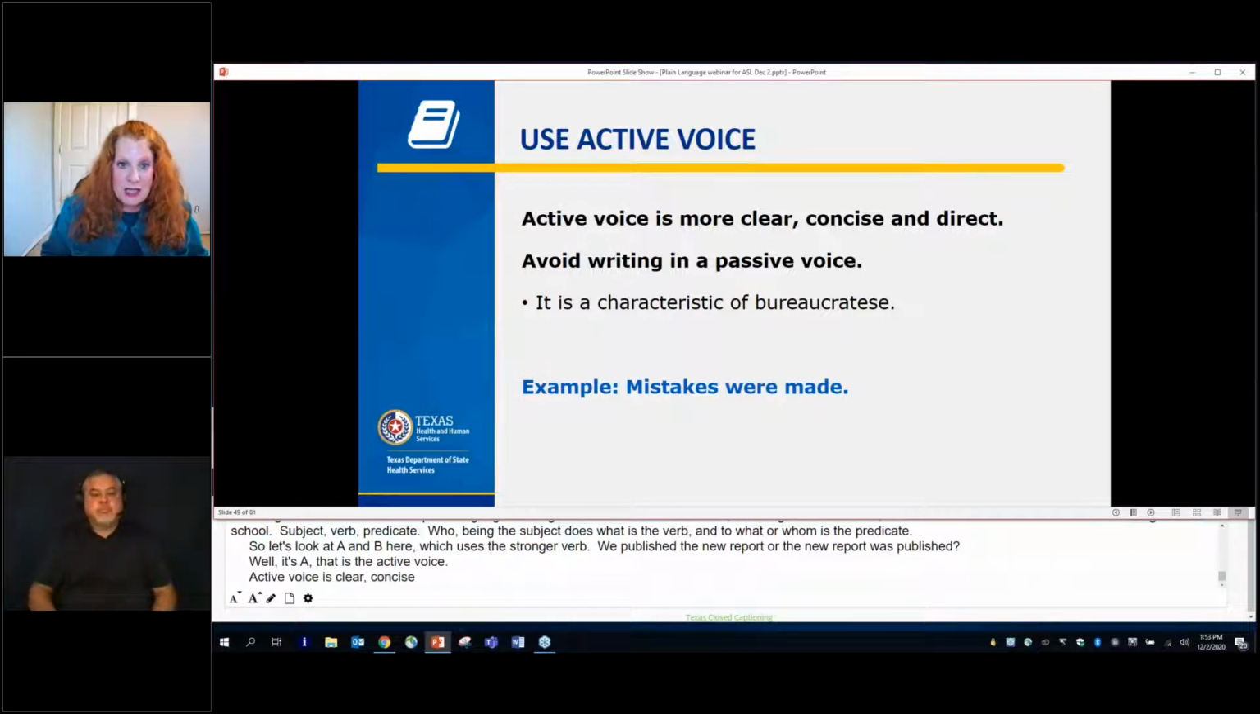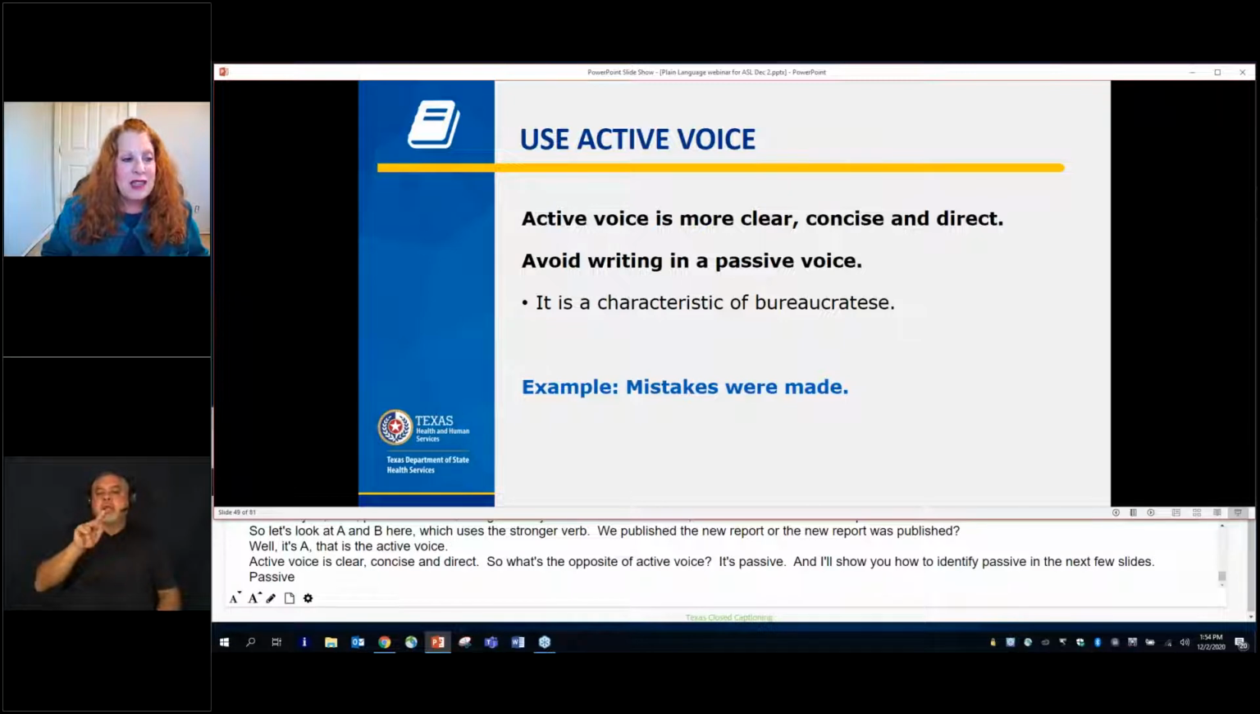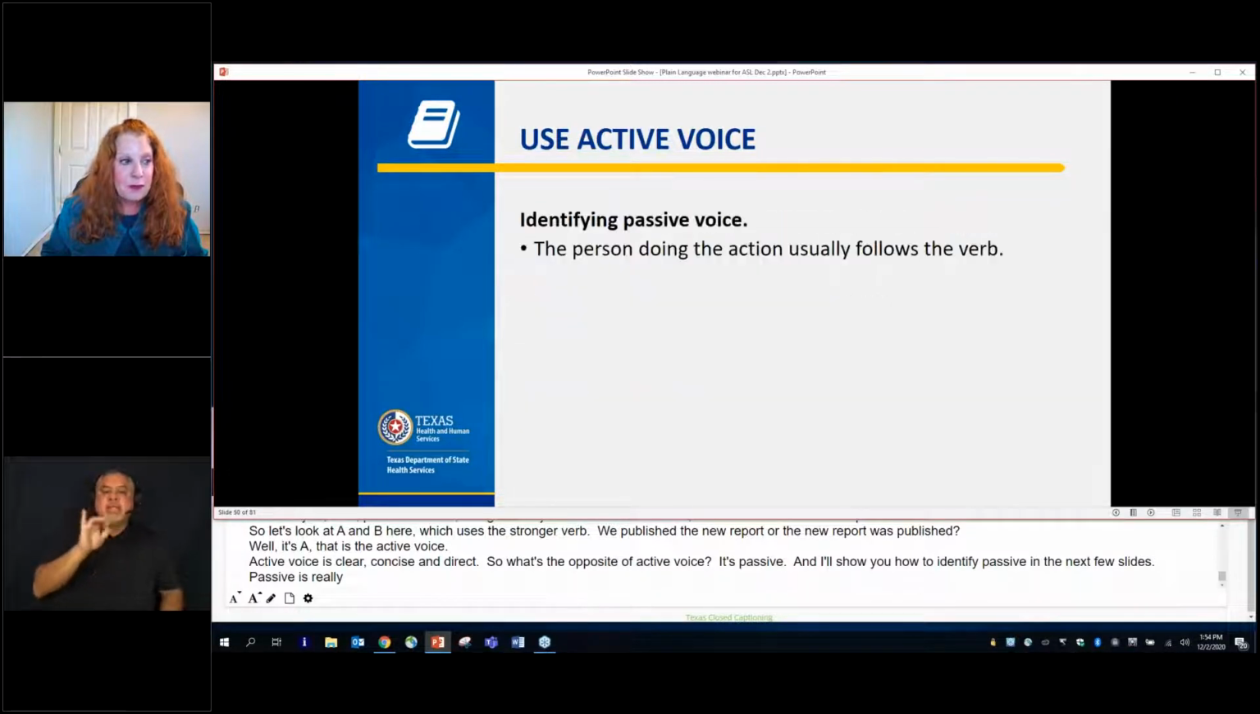So what's the opposite of active voice? Well, it's passive. And I'll show you how to identify passive in the next few slides. Passive is really characteristic of bureaucratese. "Mistakes were made." That is in the passive voice.